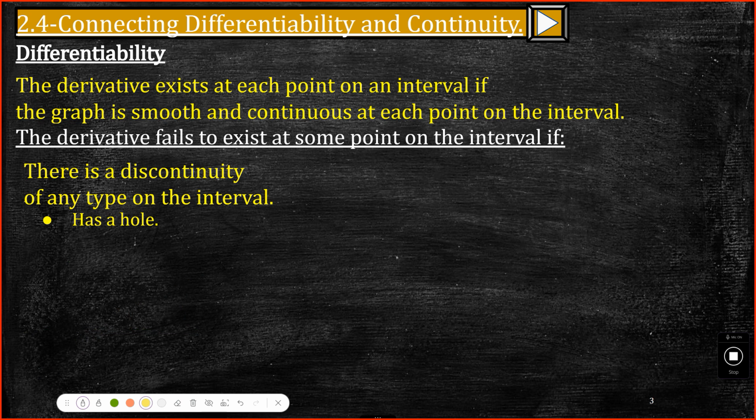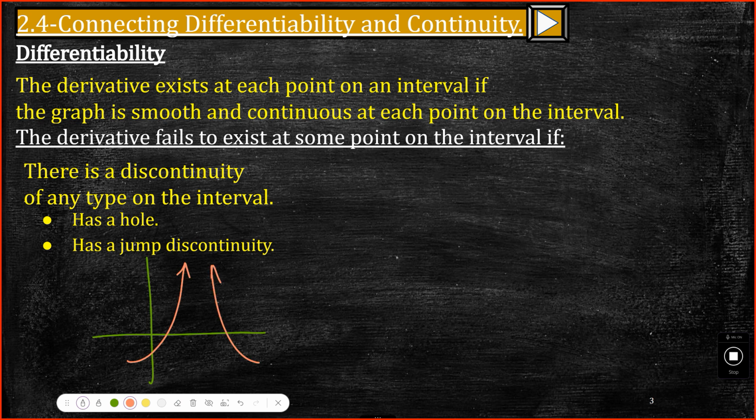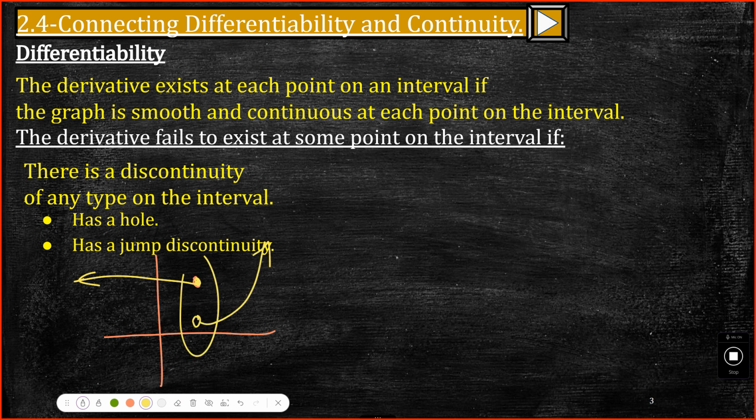That's all it's saying. So if it has a jump discontinuity, it wouldn't be differentiable at that point. Say a function is here and it goes this way, and then it has a jump discontinuity, and it does this. This is called a jump discontinuity, and it wouldn't be differentiable there.